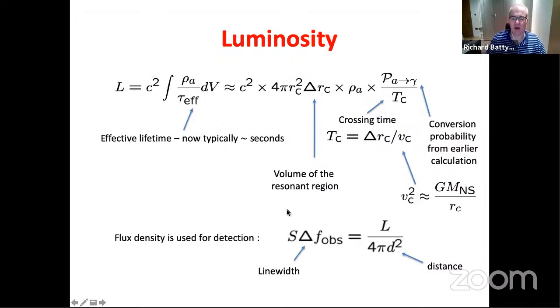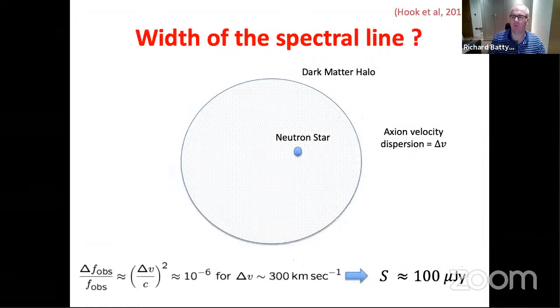So the luminosity is not what you detect. You detect what's called the flux density, which is the luminosity divided by 4 pi d squared. That's the Euclidean formula for flux. Then you have to divide by the bandwidth to get the flux density. So there's a certain amount of power that goes into a region of frequency space, which has a particular amplitude. So the question is, what is the width of this spectral line?